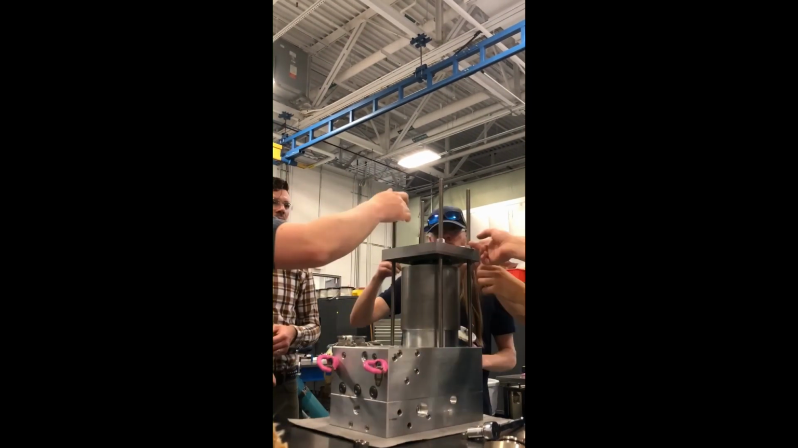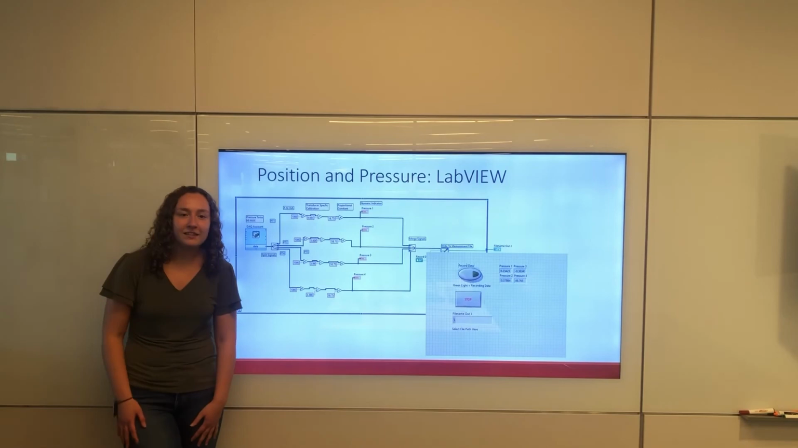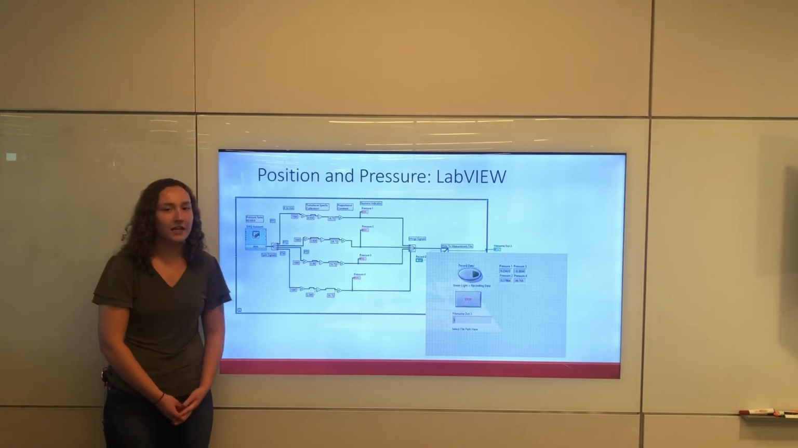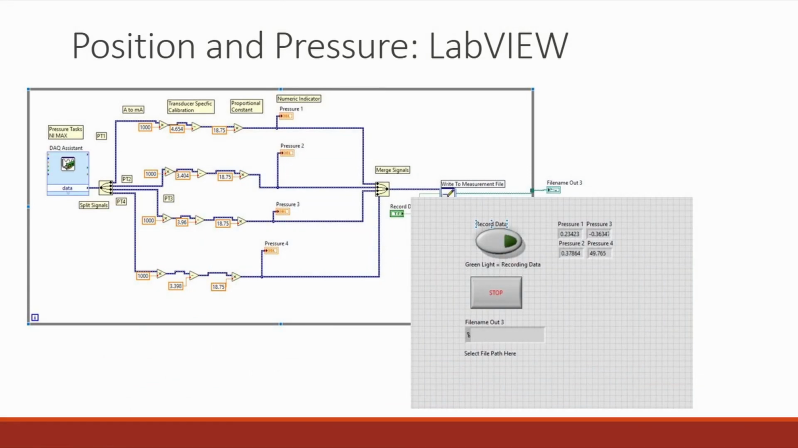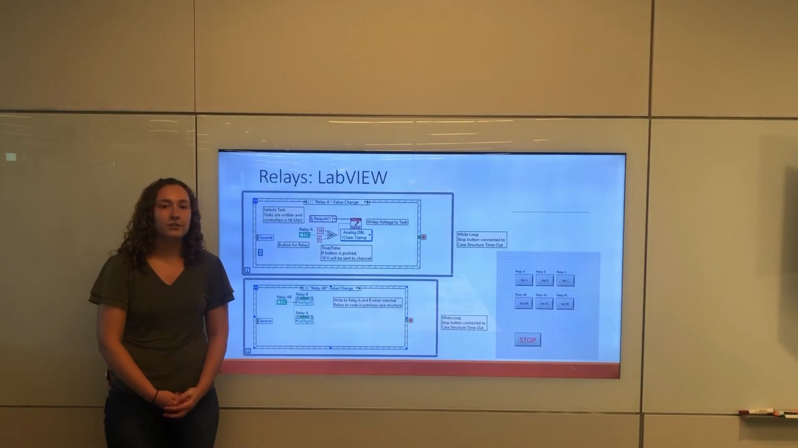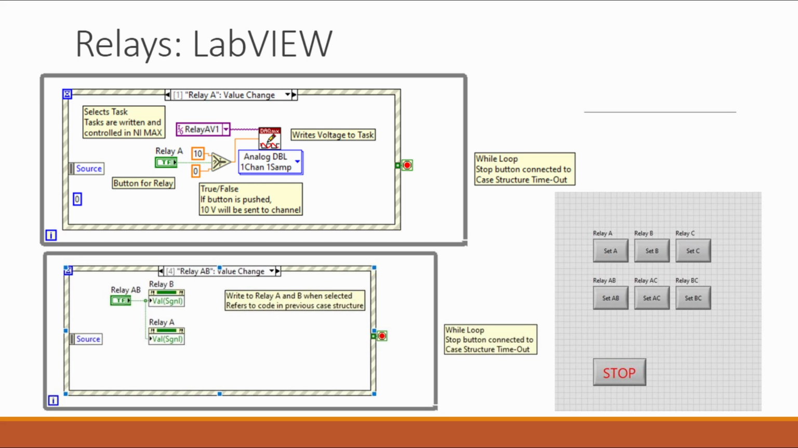into our piston cylinder. While the team was diligently working on drawings to get to manufacturing, I started working on LabVIEW code so that we would be able to test the full system. On the screen here we have the position and pressure code for the LabVIEW. Here is the relay code for LabVIEW, so essentially we wanted to be able to automatically run our relay system in order to test how fast the system ran.